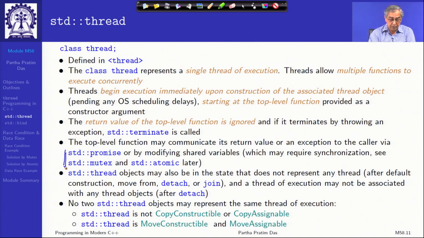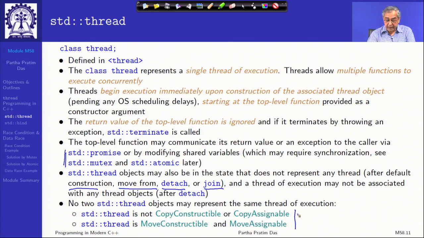So, the thread object may be in a state that it actually does not represent a thread of execution, right. This happens after a default construction, or you move the thread from one thread object to another thread object, or you detach or you join when the task is completed. So, a thread object is unique in terms of execution, that is, no two thread objects can represent the same thread of execution.